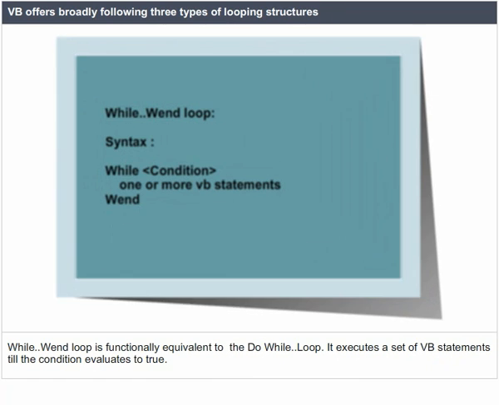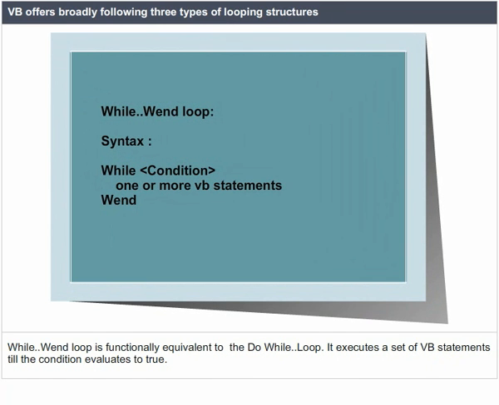While, when loop. Syntax: while, when loop is functionally equivalent to the do while loop. It executes a set of VB statements till the condition evaluates to true.